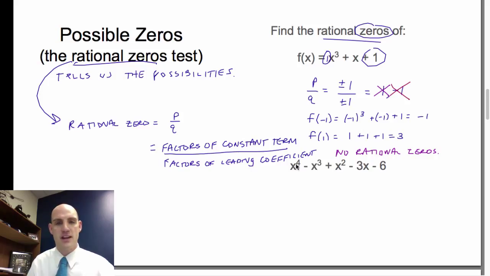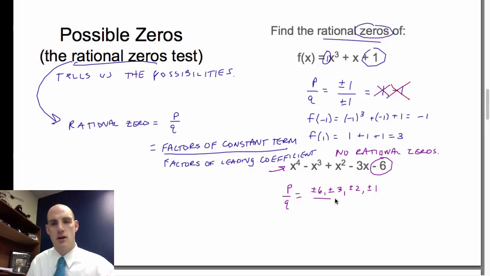So let's talk about this next one, because here we have a bunch of terms and we have something that's not a 1 on the end. That made it a little bit easier. And so if I do my P over Q evaluation, my possible zeros are going to look like this. So I can put plus or minus 6, plus or minus 3, plus or minus 2, plus or minus 1 on top. On the bottom, I need to use my lead coefficient, which is 1, so plus or minus 1.